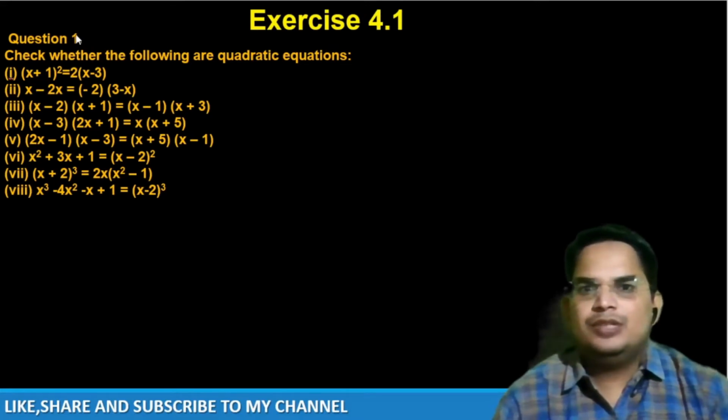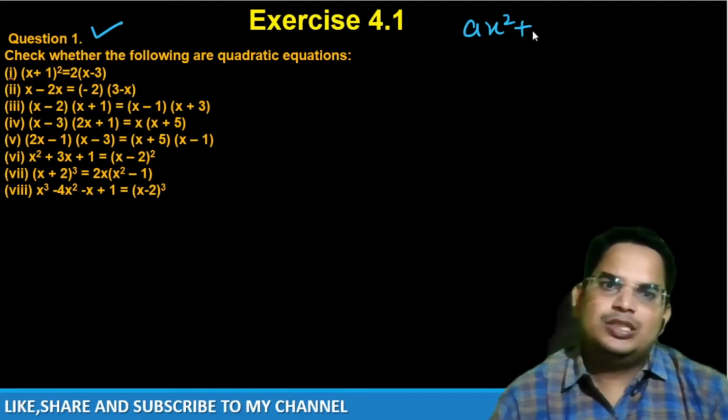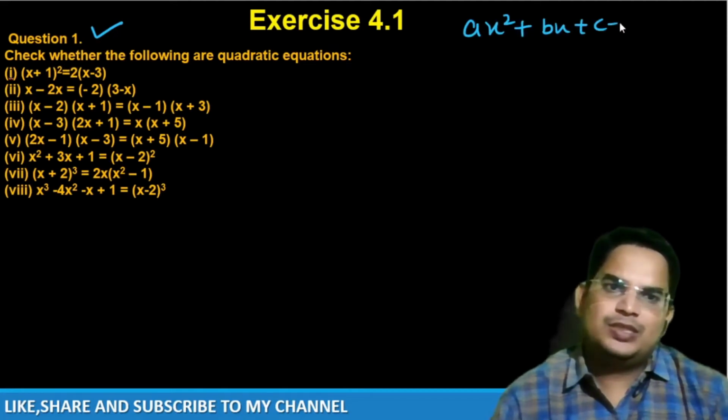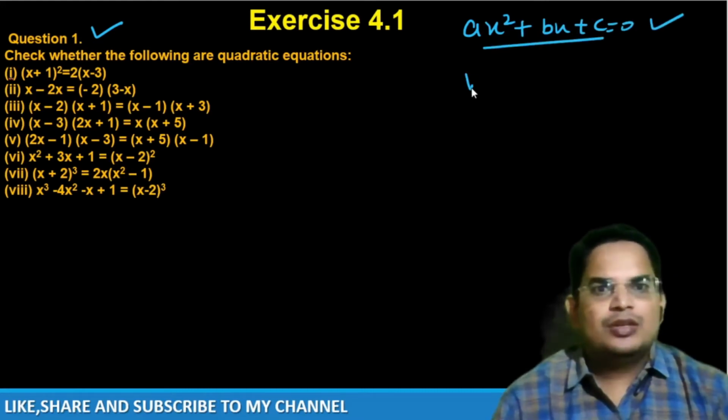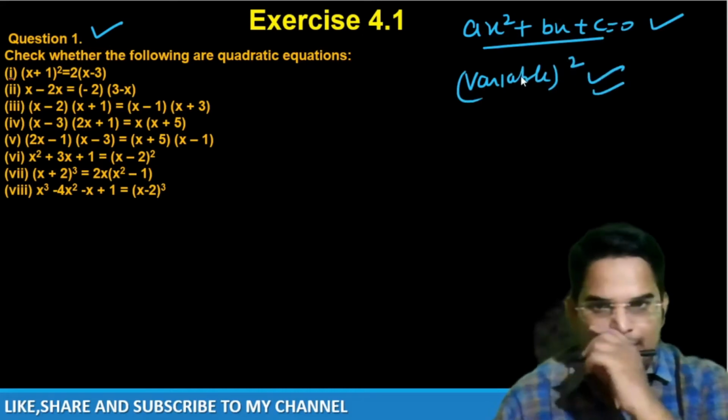So now look at the first question. What is given? Question number 1. Check whether the following are quadratic equations. So what is the standard form of a quadratic equation? If any equation is written in this form, ax square plus bx plus c equal to 0, then that will be a quadratic equation. What I mean to say is, if the highest power of the variable is 2, then you can say this is a quadratic equation.